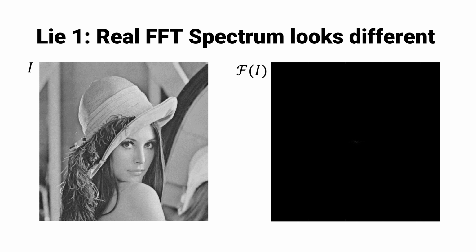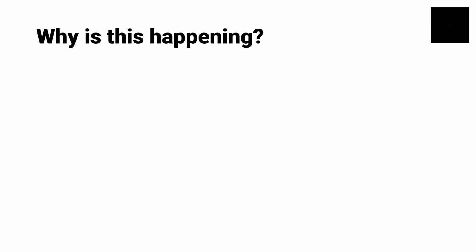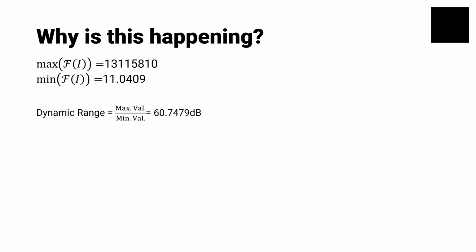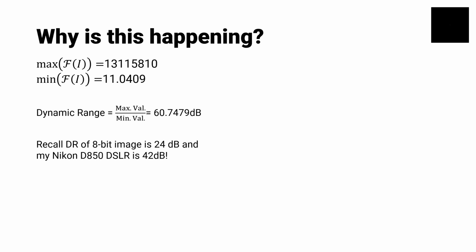The question is why? Why is this happening? Let's delve deeper into this structure. If you take the maximum value of the Fourier transform of the image, it's going to look something like that, and it's a huge number, right? And the minimum value is very small relatively, right? If you calculate the dynamic range of this, this is about 61 decibels. Recall that the dynamic range of a normal 8-bit image is 24 decibels. And if you have a very fancy DSLR like the Nikon D850, it's something like 42 decibels with 14 bits of information. With almost 61 decibels of dynamic range, this is too hard, right?